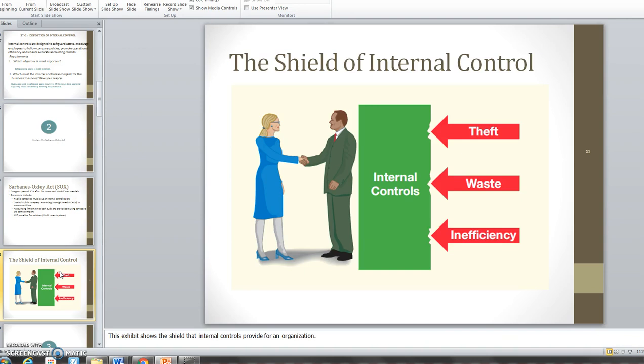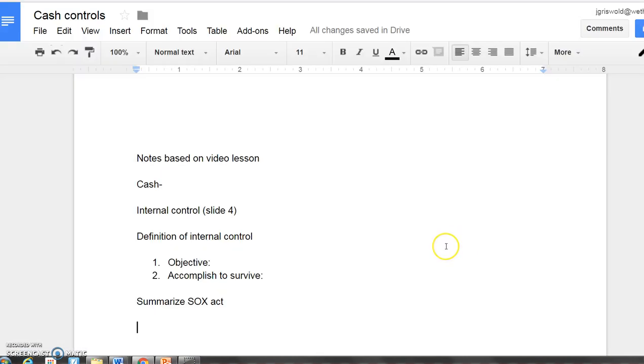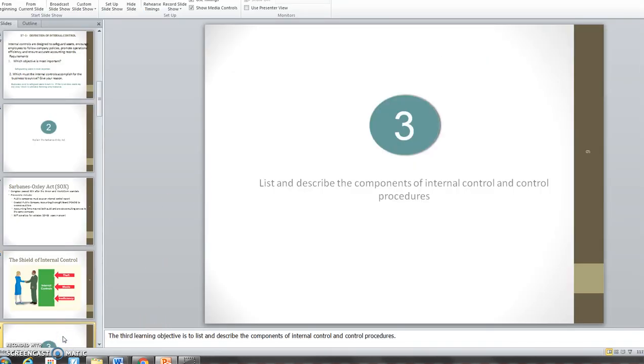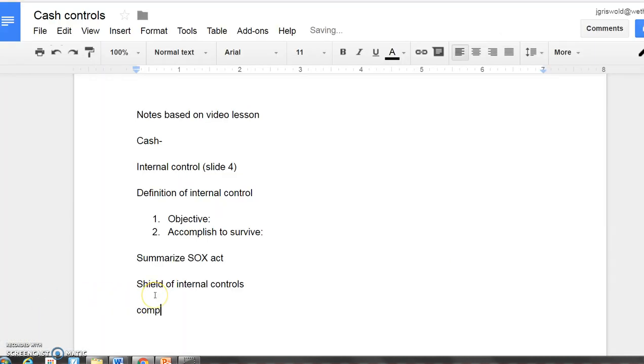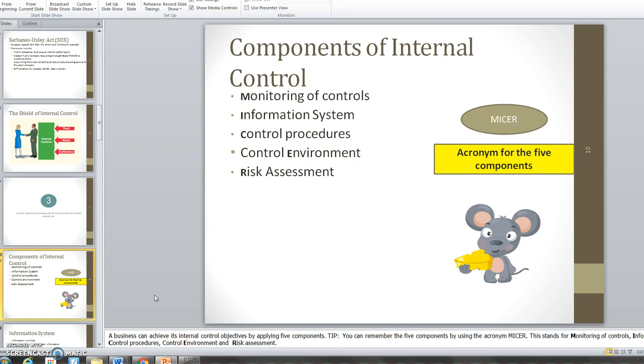This is the shield of internal control. Prevent theft, waste, inefficiency. Again, summarize the shield of internal controls. Components of internal control and procedures. These are the components: monitor controls, have an information system, control procedures, control environment, and risk assessment. Again, in your notes, summarize the components of internal control. Continue.